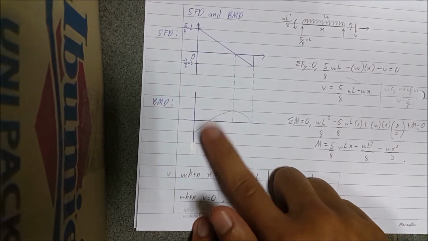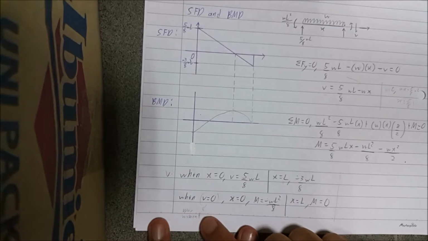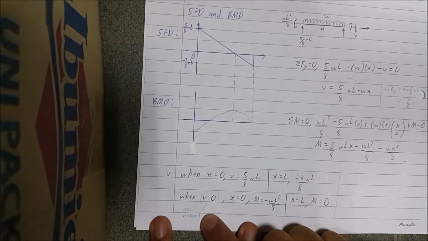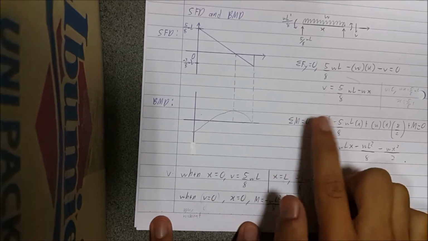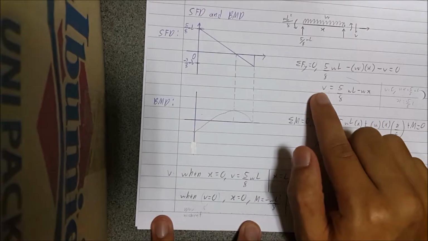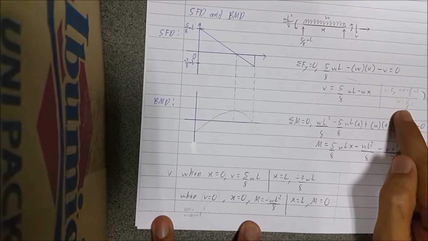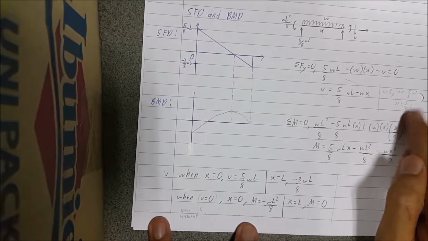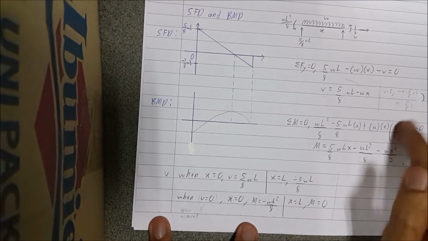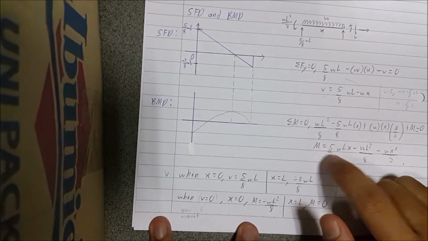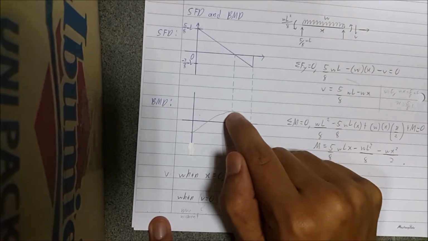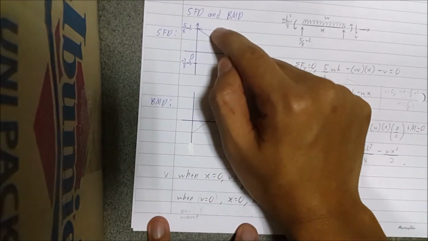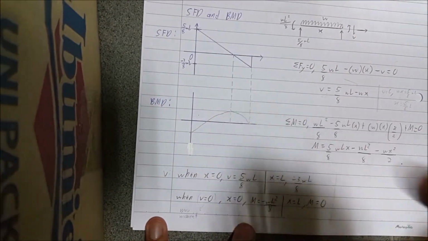As we can see here, we need one more factor, that is to find the max moment. At max moment, V equals 0. So to find the x involved, we set V equals 0, and then we get this short equation where x equals 5 over 8 L. Now we substitute this 5 over 8 L into the M equation, and then we get the value of M, the highest max moment here. And that is how we draw the shear force diagram and the bending moment diagram.